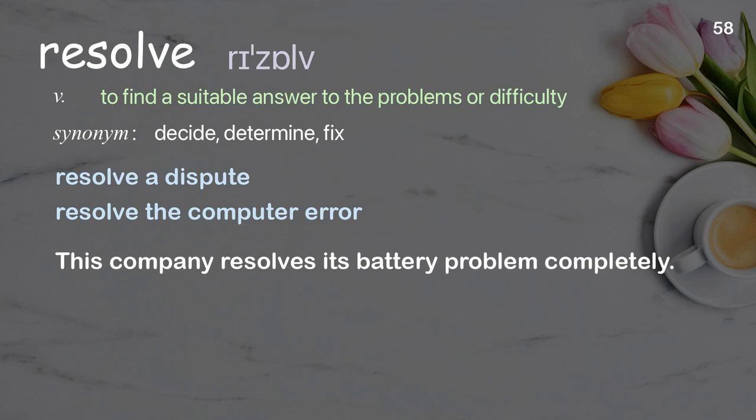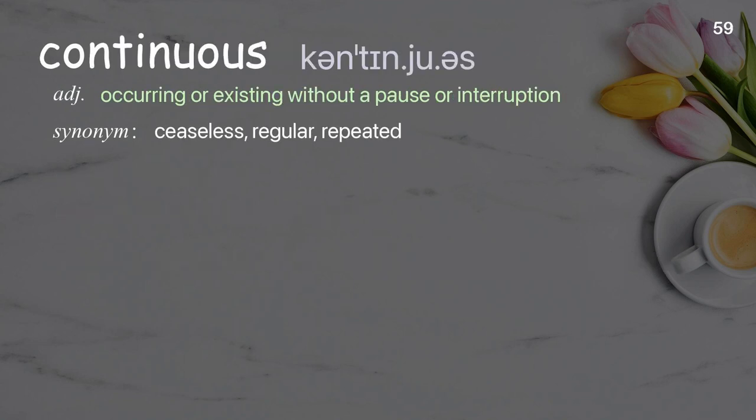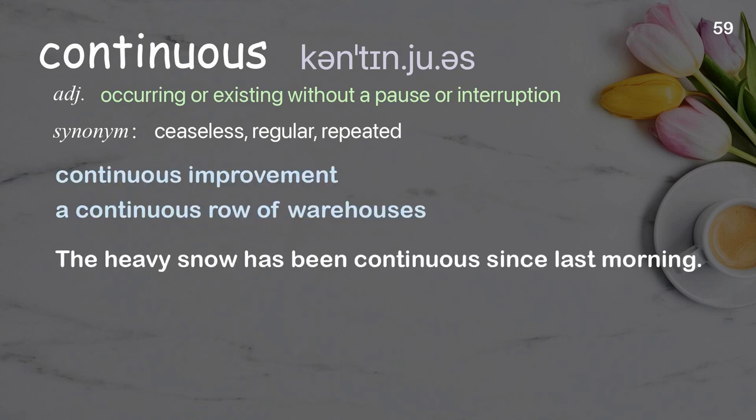Continuous: occurring or existing without a pause or interruption. Examples: continuous improvement, a continuous row of warehouses. The heavy snow has been continuous since last morning.